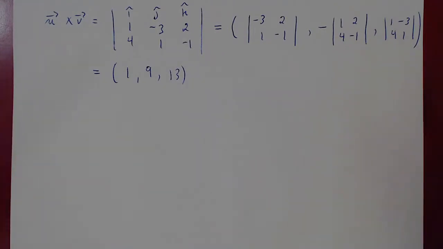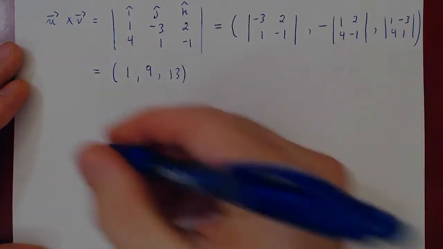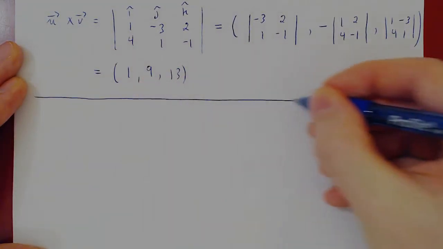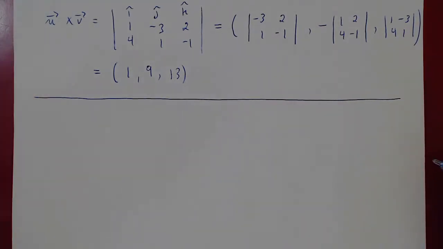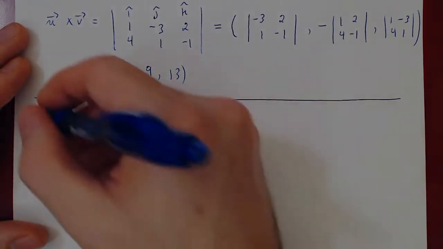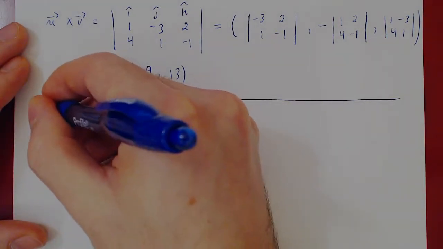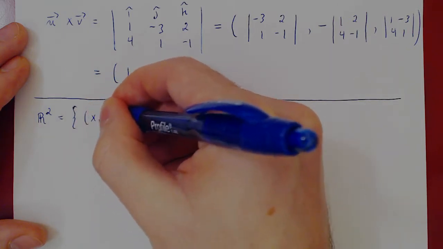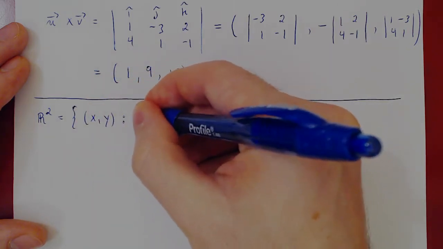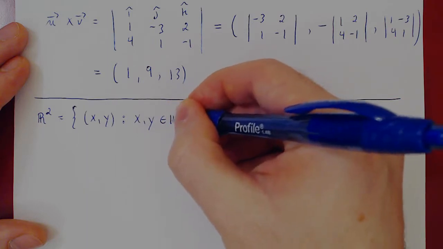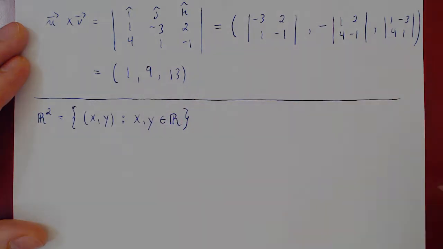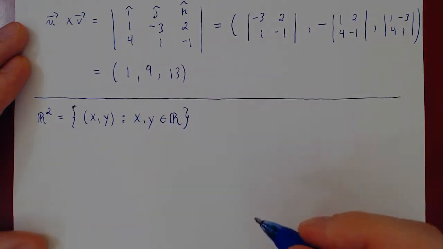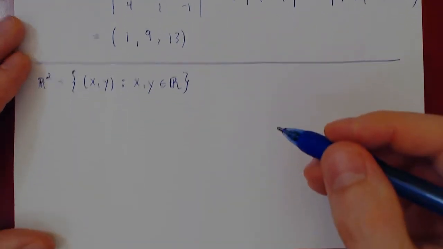Let's recall what R2 is and what R3 is. You'll see with a simple observation, we will then extend the cross product to also vectors in the 2-dimensional plane. So R2 is the set of vectors with 2 components, (x, y), where x and y are arbitrary real numbers. R3, you can visualize as the 3-dimensional space.